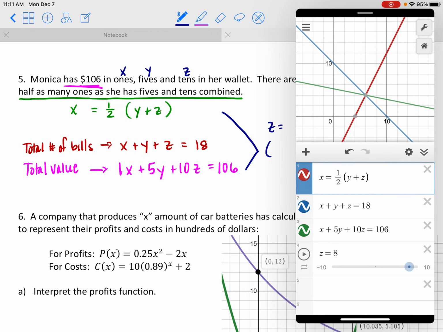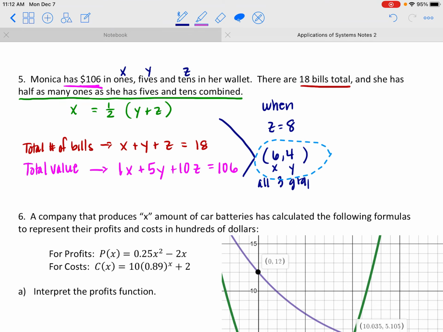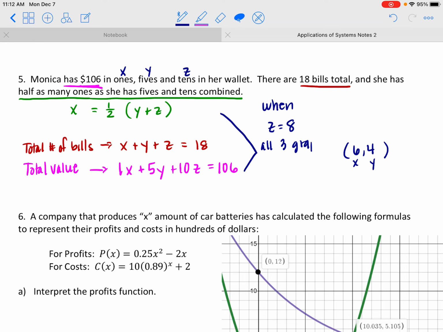Okay. Okay, so there it is. When z is equal to 8, all 3 graphs intersect at 6 and 4. So when z equals 8, x equals 6, y equals 4, all 3 graphs intersect. Let's move this. All three, there we go. All three graphs intersect at this point, 6 and 4. Okay, so that's going to be the solution for us.